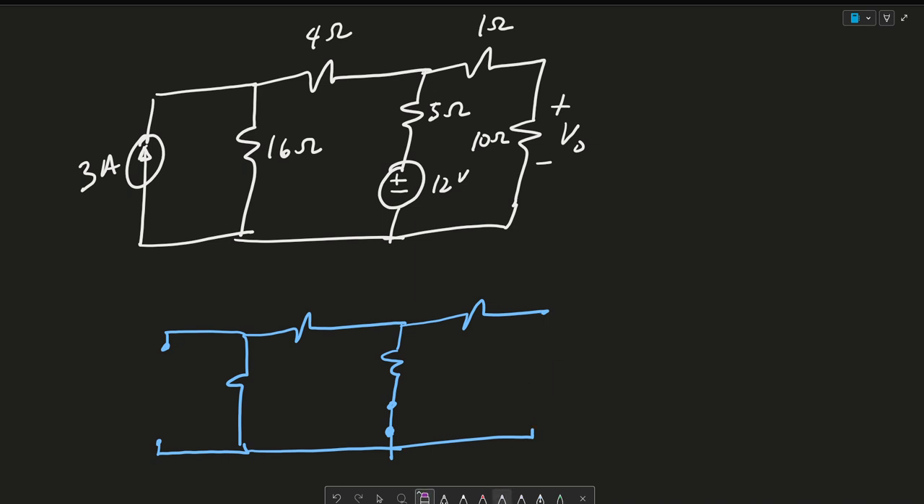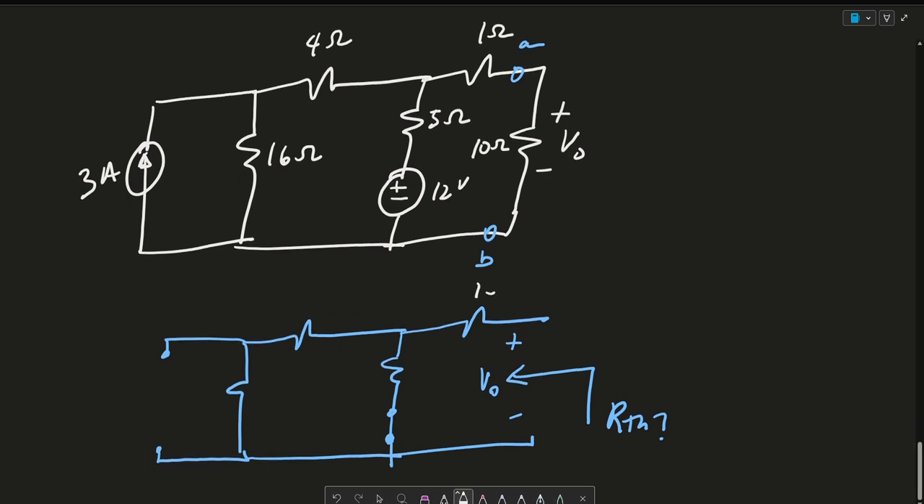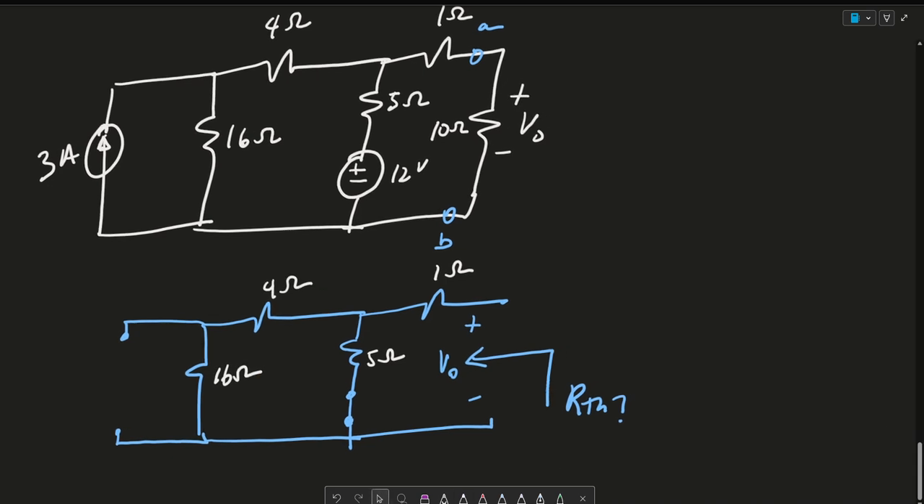And we're looking for RTH at V out. So essentially, imagine this is A and this is B. I'm going to open circuit my V out and look in for RTH. Again, this is 1 ohm, this is 5 ohms, this is 4 ohms, and this is 16 ohms.